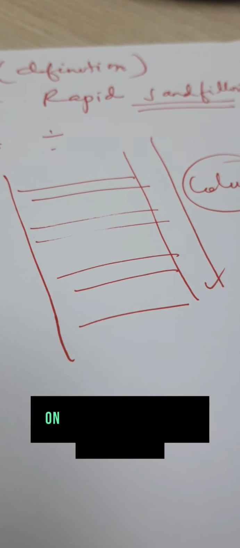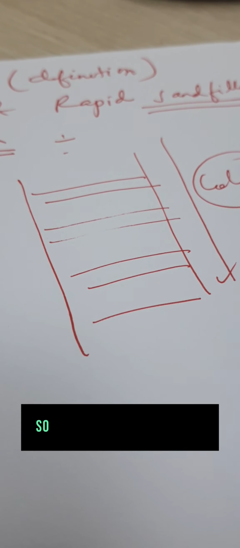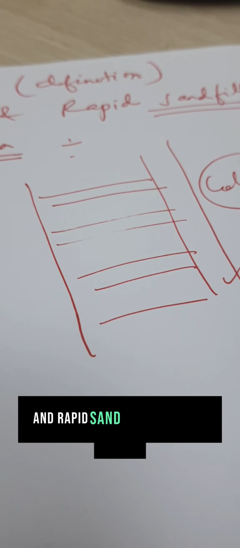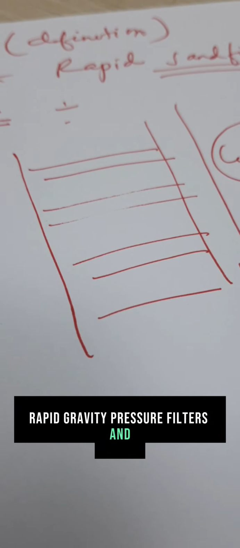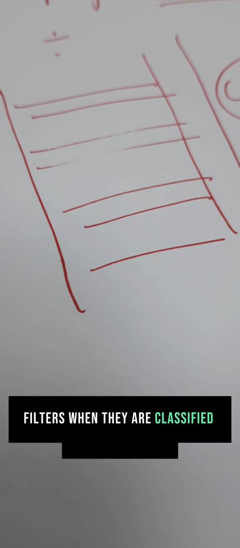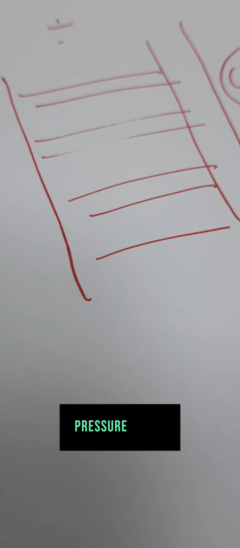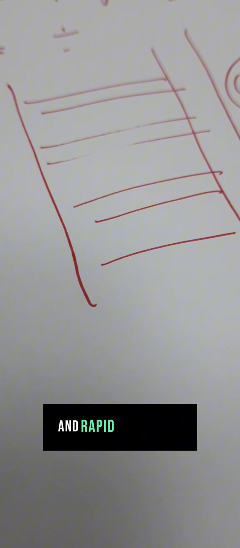The types of filters are basically three types. First one is the slow sand filter, then we have rapid gravity filters and the pressure filter. Filters can be classified on the rate of filtration basically. So slow sand and rapid sand can also be divided into rapid gravity and pressure filters. When classified on the basis of gravity and pressure, they are indicated as gravity filter and pressure filter, and the gravity filter can be further classified as slow sand filter and rapid sand filter.